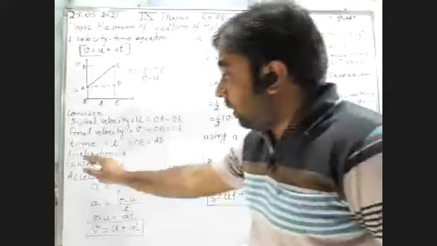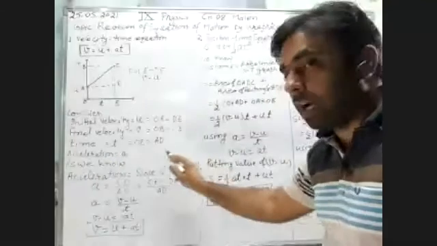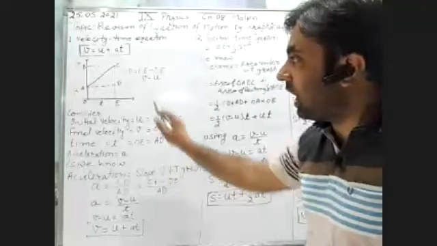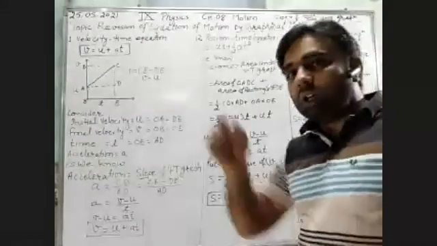Now, what about acceleration? As we know from the velocity time graph, acceleration is given by the slope of the VT graph. Students, remember this slope. We already discussed what slope is. Slope is nothing but perpendicular divided by base, or height divided by base. You have to remember this: perpendicular divided by base, or the height divided by the base.